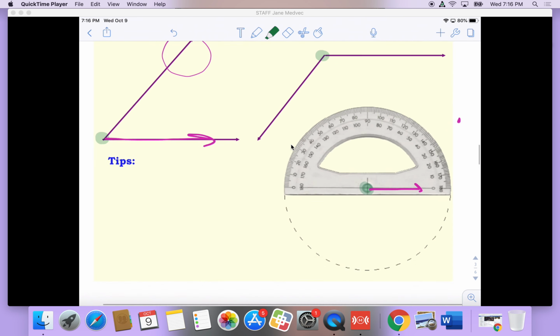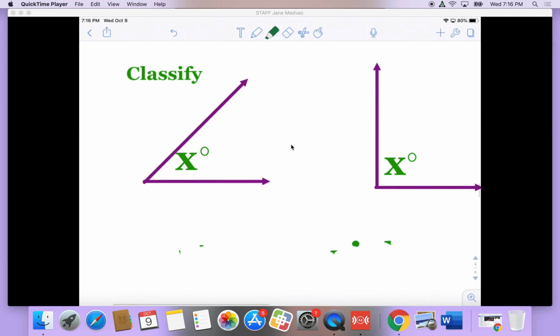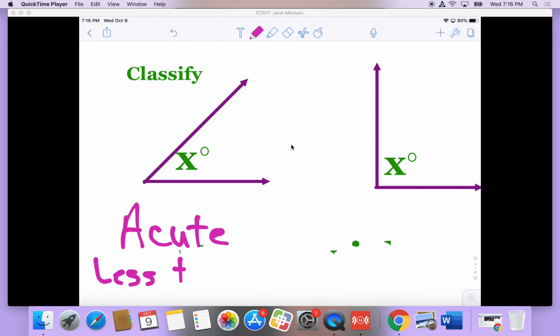All right, let's move on. Classifying angles. This angle, you'll notice, is less than 90 degrees because, again, the 90-degree angle would fall like this. And so because it's less than 90, I'm going to call it acute. Think of it as a cute little angle. Again, it's less than 90 degrees.